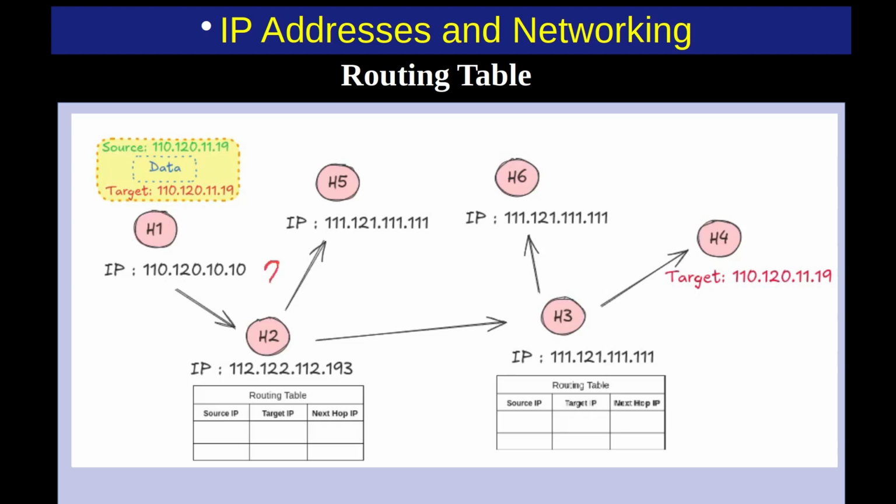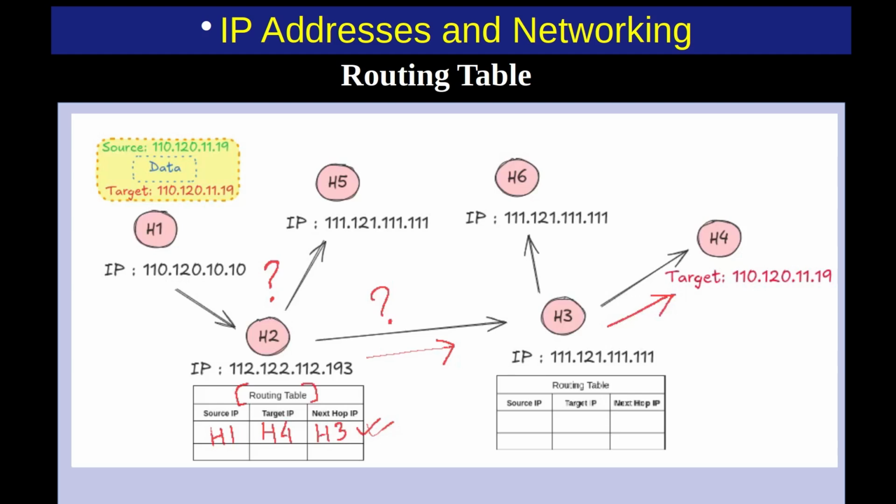Now the obvious question: when the packet comes to H2, how does it know which host to send the packet to next? It can send the packet to either H5 or H3. The answer is a routing table. H2 uses a routing table to decide the next hop of the packet. The table tells that all packets with target as H4 should be sent to H3. All the hosts participating in the networking process will have a routing table which will help them decide the next hop for the data packet.